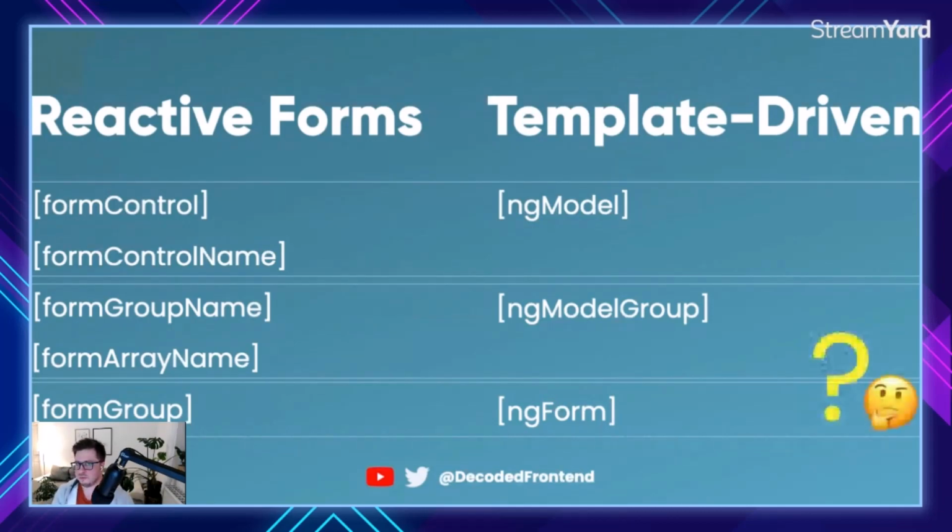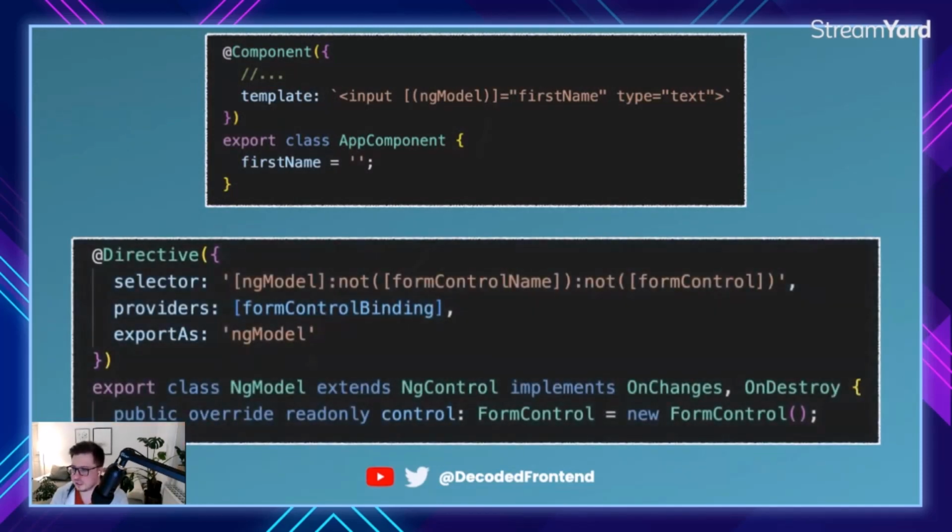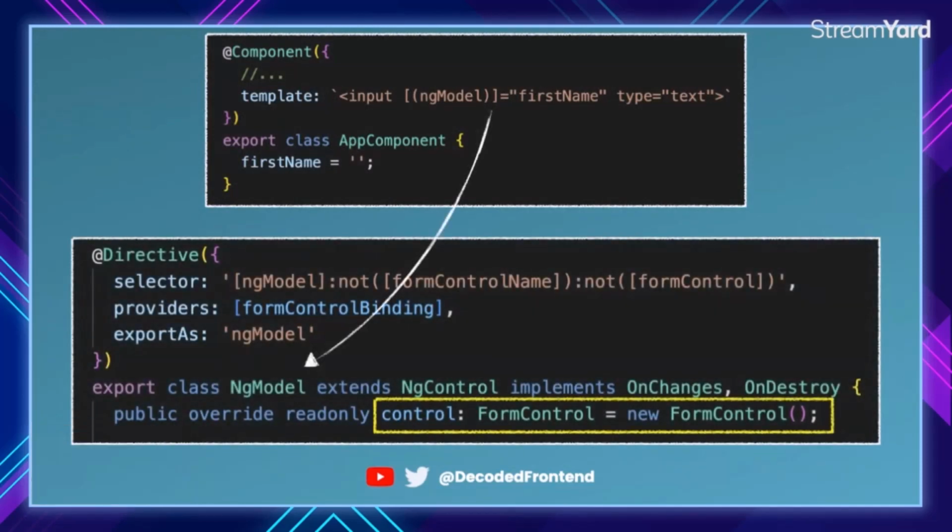However, if you have a look at the source code of the ng model, you will find a very interesting thing: this directive implicitly creates the instance of the form control when it is being created. So when we use template-driven forms, we delegate creation of this model to the ng model directive. So we don't do it manually.